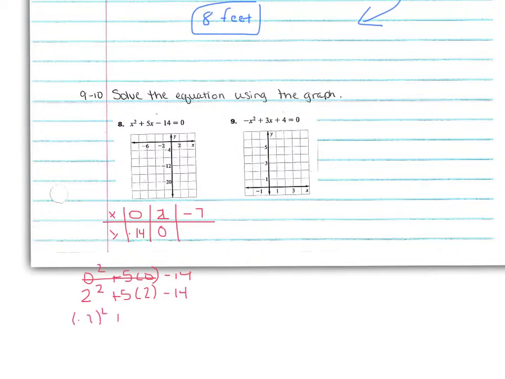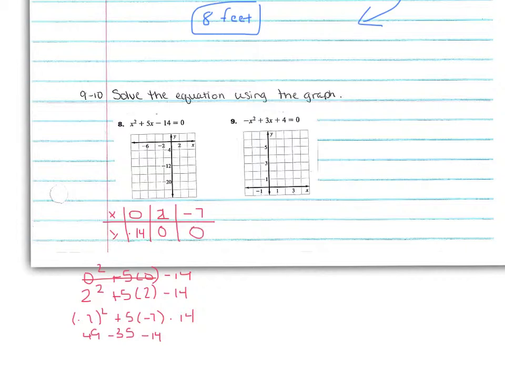Negative 7 squared plus 5 times negative 7 minus 14. Well, negative 7 squared is 49 minus 35 minus 14. And 49 minus 35 is 14, and 14 minus 14 is 0.